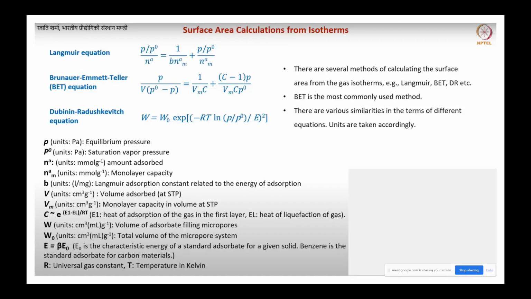Surface area calculation from isotherms is given by the Langmuir equation and the BET equation, Brunauer, Emmett, Teller. There are several methods for calculating the surface area, and BET is the most commonly used method. BET is very well known for determining the surface area or porosity of your material. There are various similarities in the terms of the different equations, and units are taken accordingly.